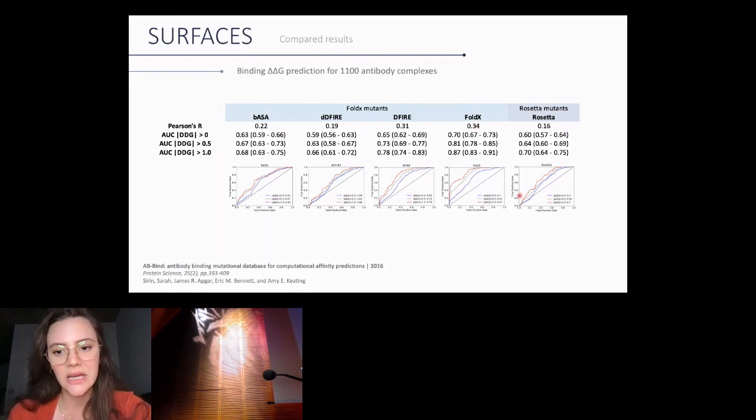Here you can see the performance of four different methods on mutants modeled with FoldX and the performance of Rosetta on mutants modeled with Rosetta, both regarding Pearson's R and regarding AUCs with different levels of confidence.